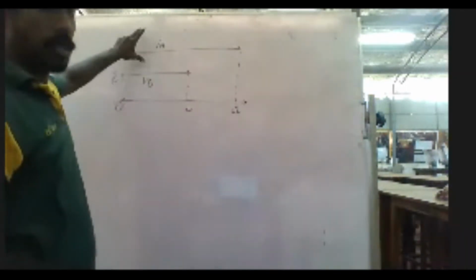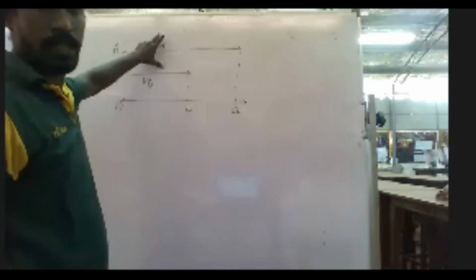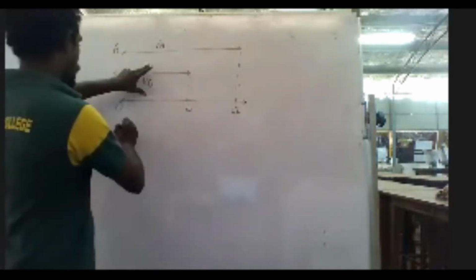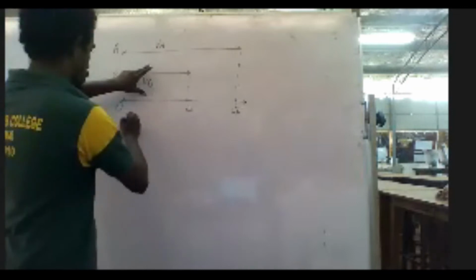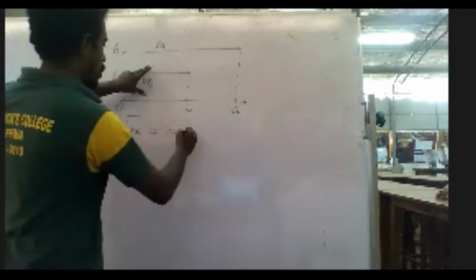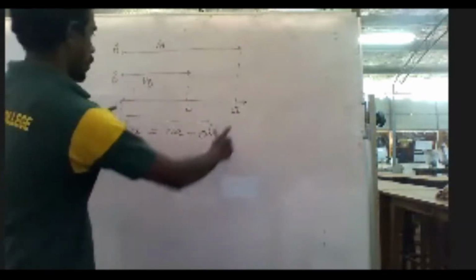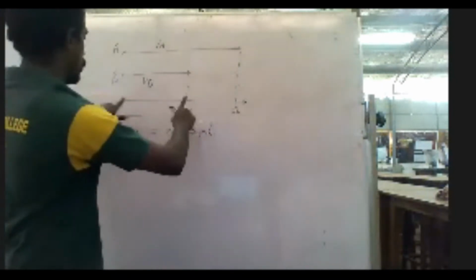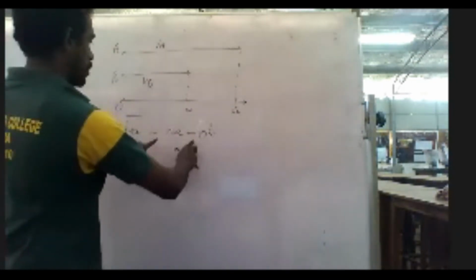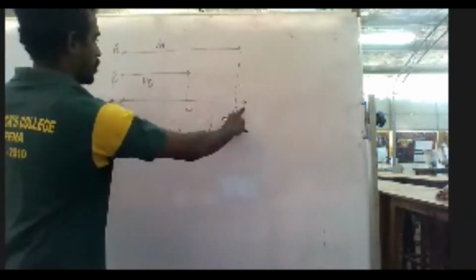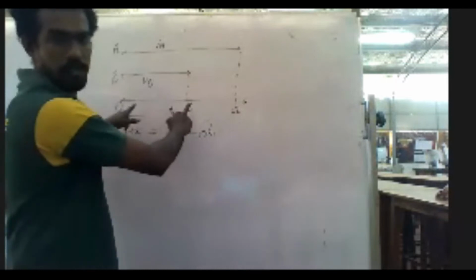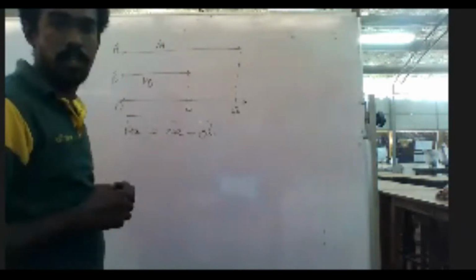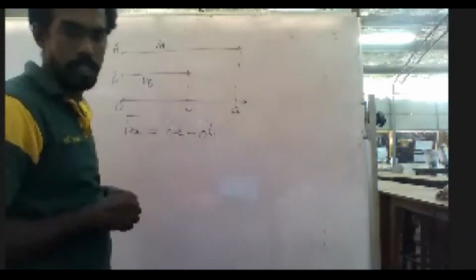A body moving with VA, B body moving with VB. So VBA is equal to OA minus OB. This VBA will be equal to OA minus OB. So this distance is this distance minus this distance. All right. So this is how we find the relative velocity of two bodies moving parallel to each other.